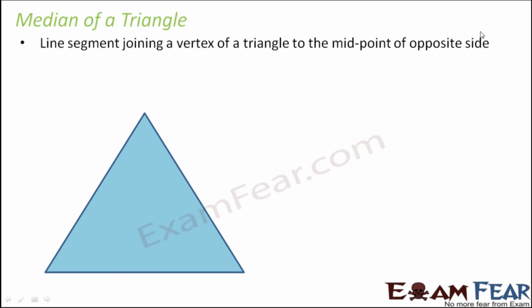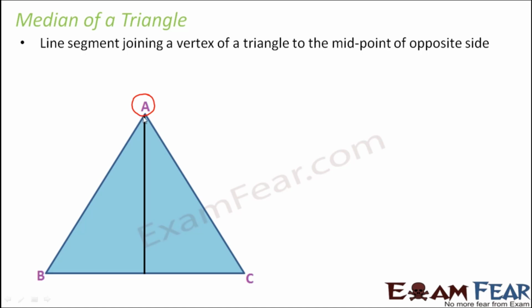So what exactly is a median? It is a line segment joining a vertex of a triangle to the midpoint of the opposite side. Let's say this is a triangle ABC. So any line which joins a vertex, let's say the vertex A, and the midpoint of the opposite side. Which would be the opposite side for vertex A? Definitely this side. So BC is the opposite side for vertex A. Midpoint of BC is, let's say, D. So any line segment that joins A with D is called a median.